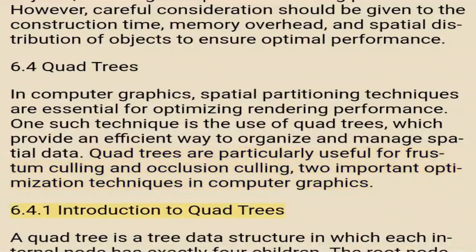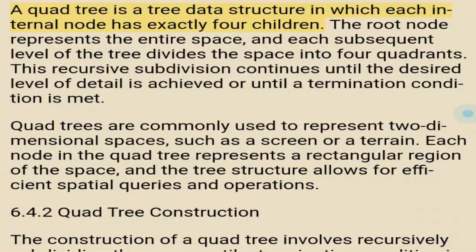6.4.1 Introduction to quad trees. A quad tree is a tree data structure in which each internal node has exactly 4 children. The root node represents the entire space, and each subsequent level of the tree divides the space into 4 quadrants. This recursive subdivision continues until the desired level of detail is achieved or until a termination condition is met.